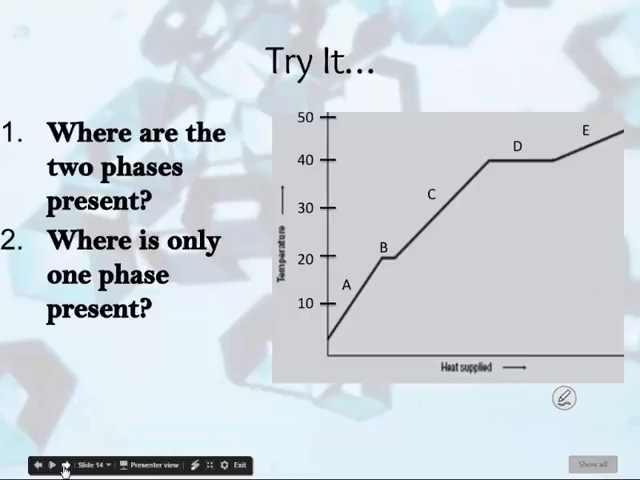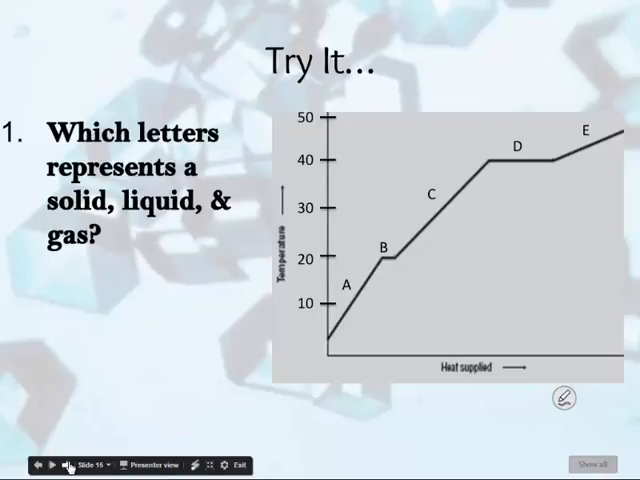Let's try a couple examples. Where are there two phases present? Meaning a gas and a liquid, or a liquid and a solid. I would say segment B, we're melting, so we have both solids and liquids present, and at segment D, we have liquid and gas. During which segment is there only one phase present? Segment A would be one, we have a solid. Segment C, we're at a liquid, and segment E, we're at a gas. Which letters represent a solid? A solid is represented by letter A on this diagram, a liquid is C, and a gas is E.